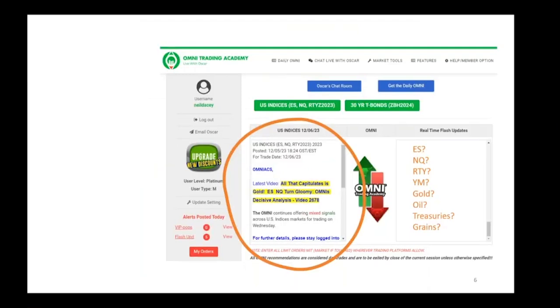So after the markets close at 5 p.m., we analyze the data. We typically trade in the CME index markets, and those close at 5 and then they reopen at 6. So somewhere around 6 o'clock is when Oscar posts the Daily Omni. And you can see here where he says what we're looking at and if there's a new video out. In this particular session, there was no trade that came in when the initial flash came out, but when it does come out, it'll be over in the right-hand side in the real-time flash update.